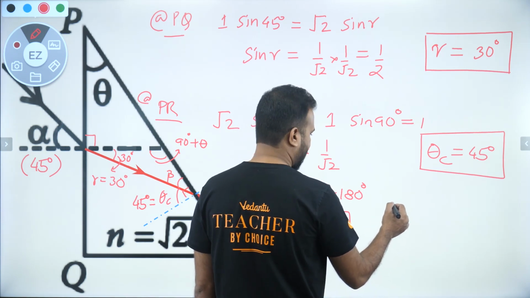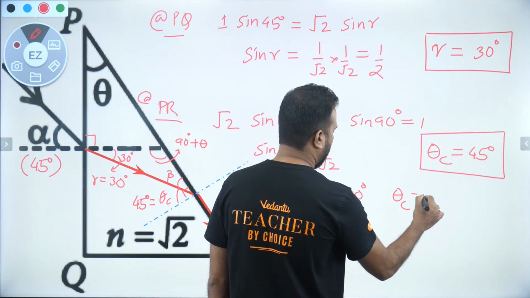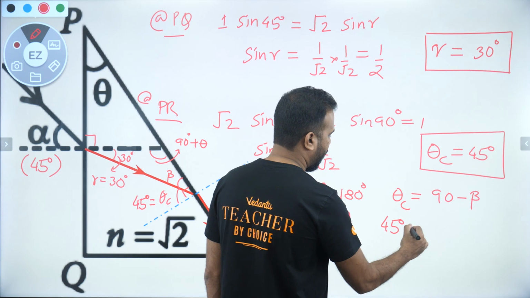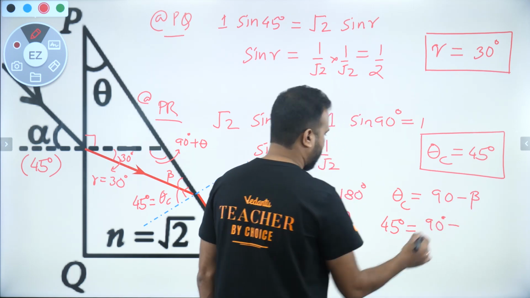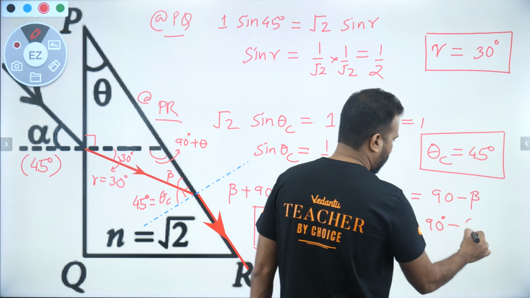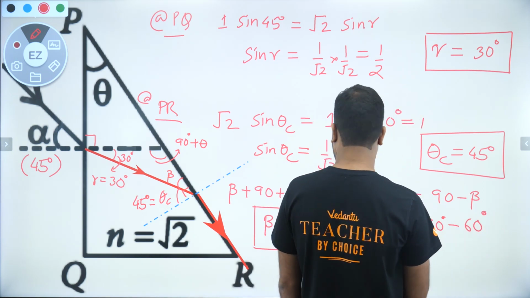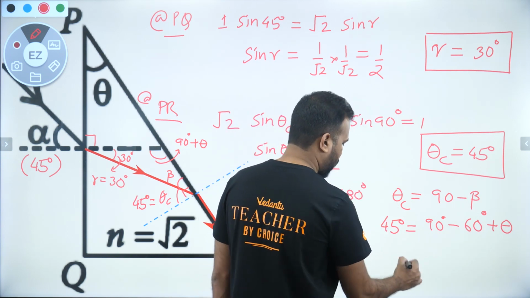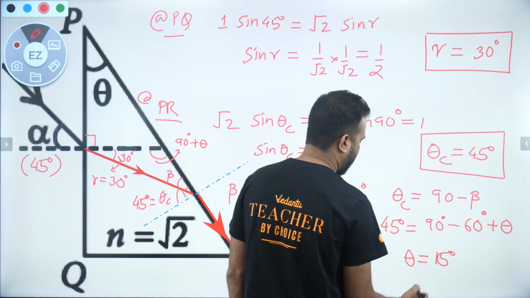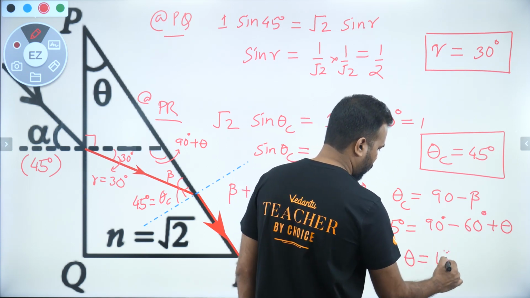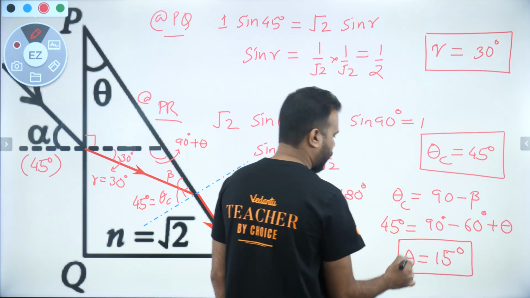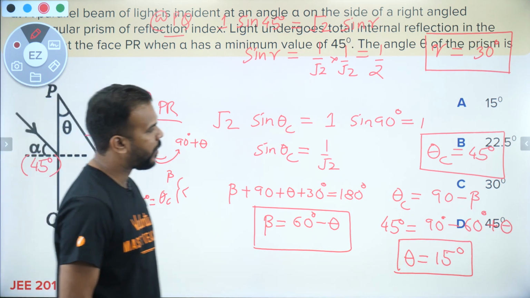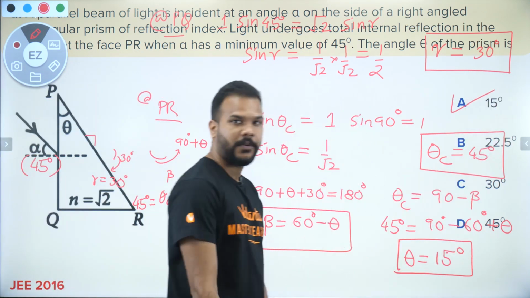So from here I can say that theta c is equal to 90 minus beta. Theta c is 45 degree. This is 90 minus 60 minus theta. So 60 minus theta will effectively make it minus 60 plus theta. So this is 30 degree, comes here, gives me the value of theta as 15 degree. So the correct answer to the question of angle of prism, if we look at the options here, is the first option, that is 15 degree.